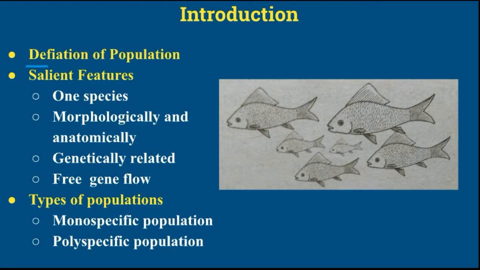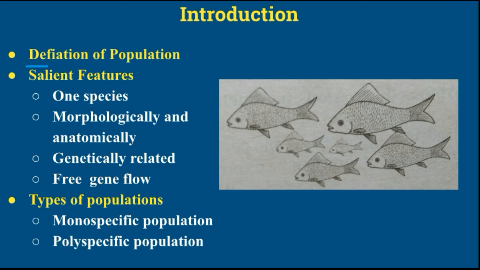First of all, what is meant by the population? What is the definition of population? Population refers to a group of organisms of the same species living in a particular area at a given time. What is meant by the population? A group of organisms of the same species living in a particular area at a given time.